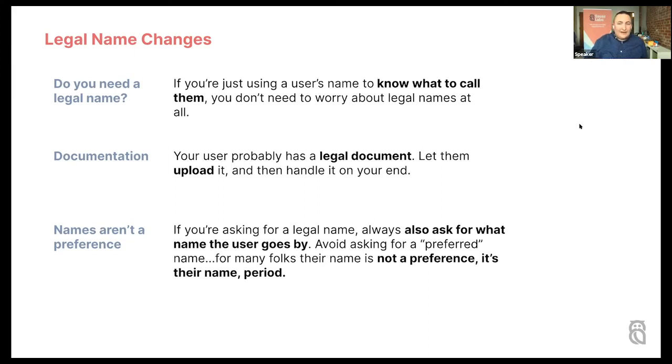And of course, going back to asking why: do you need a legal name? If you just need to know what to call them, ask for their name. And then always keep in mind that a lot of times people ask for a preferred name. And I know a lot of folks get really put off by that, and the idea that a name's not a preference, it's just their name. So I see a lot of ways people get around this is simply asking, what do we call you? Or what name do you go by? Or something similar to that. And having that be your primary source for the name versus the legal one, and only using that legal information where it needs to be changed.